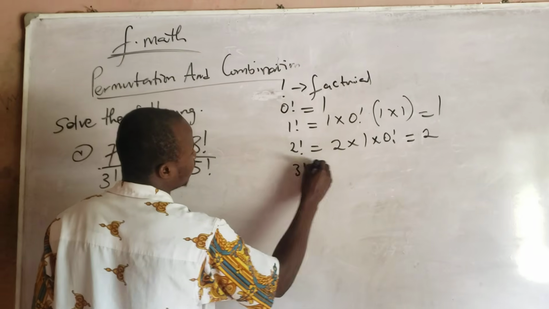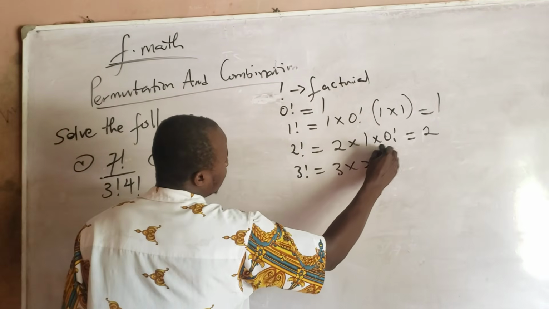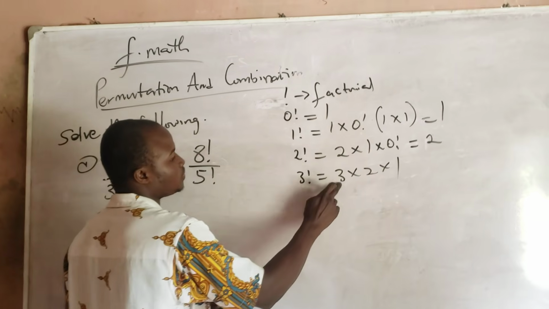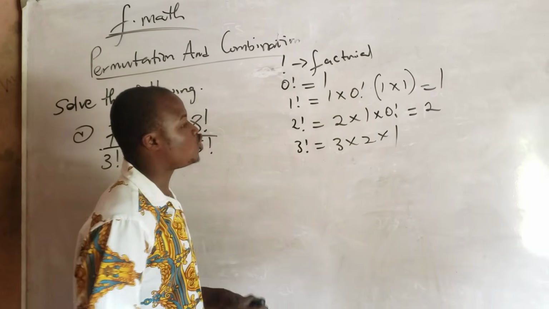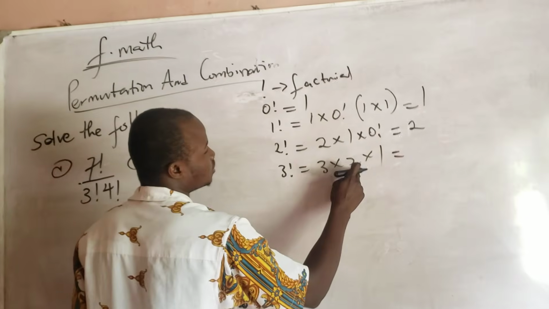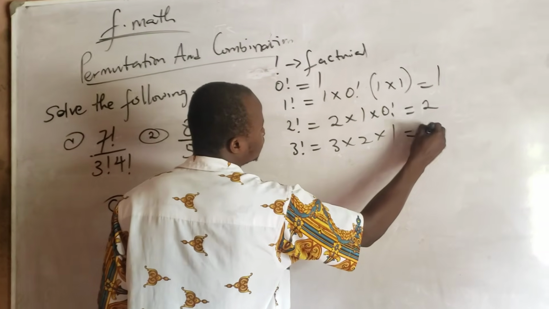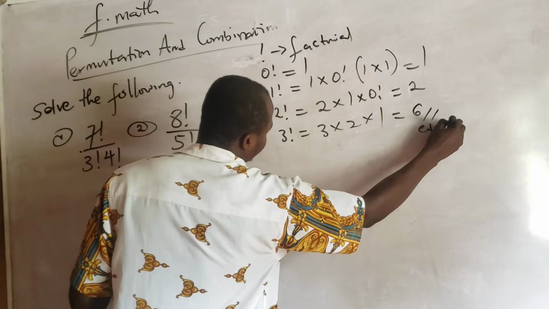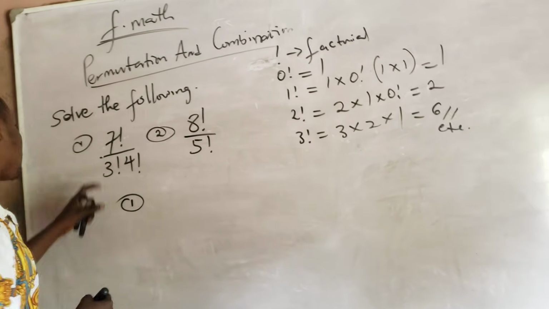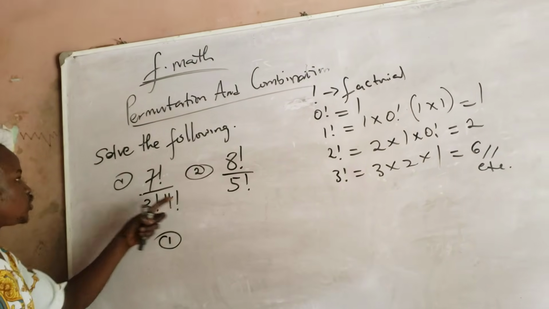So 3 factorial is 3 times 2 times 1. Let's just stop at 1. So you see now, factorial means multiplying backward. So 3 times 2 is 6, times 1 is also 6, and so on. So using this knowledge, we are going to apply it here for these questions.